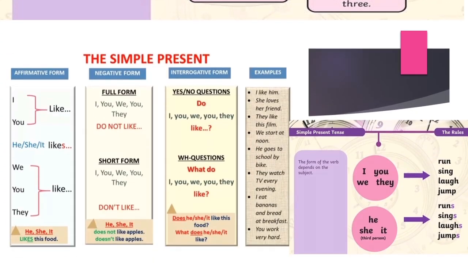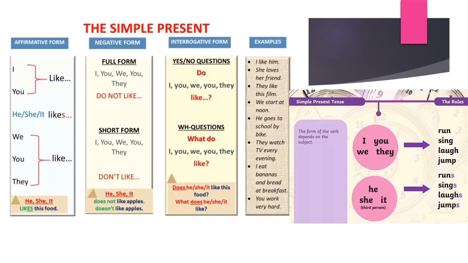Now let's look at how to form the present tense. I have divided it into three: affirmative, negative, and interrogative. Let's start with affirmative. I, you, we, they like. However, with he, she, it, we add s, as in she likes, he likes, and it likes.